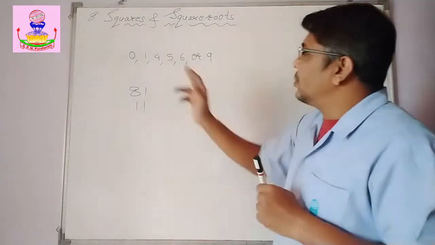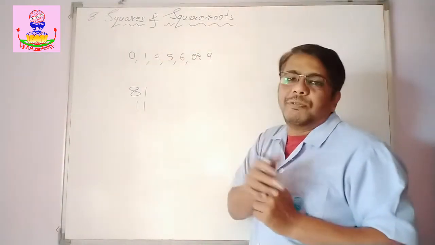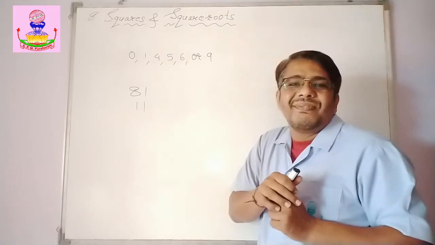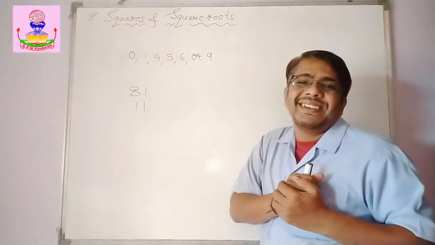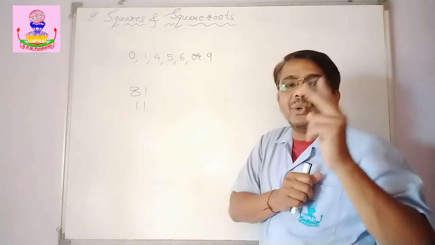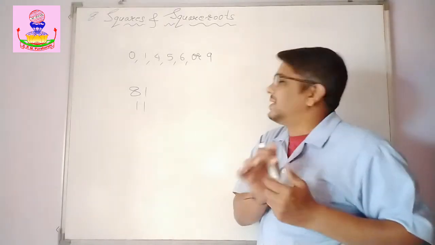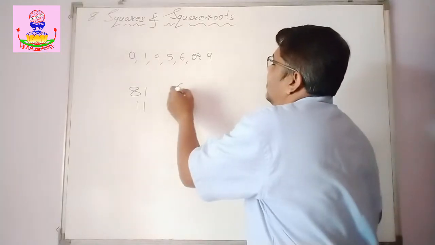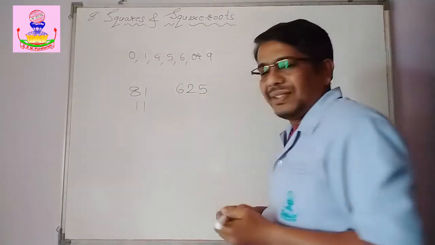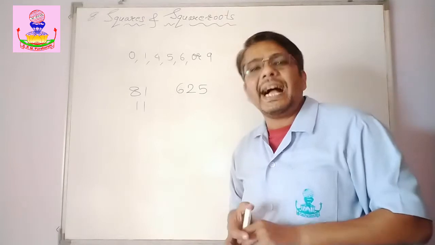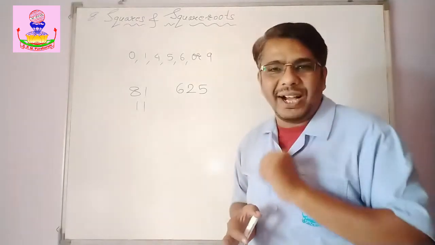One more thing. If in the units place of a number we have got 5, then there has to be 2 in the tens place of the number to make it a perfect square. For example, 625. Do you know whose square it is? Absolutely right, 25.